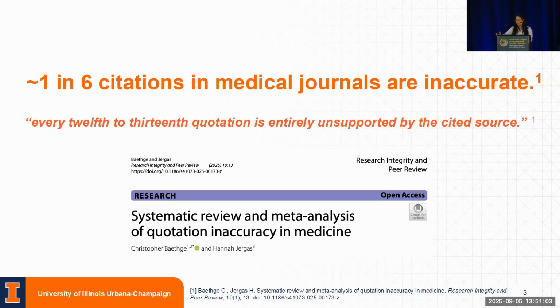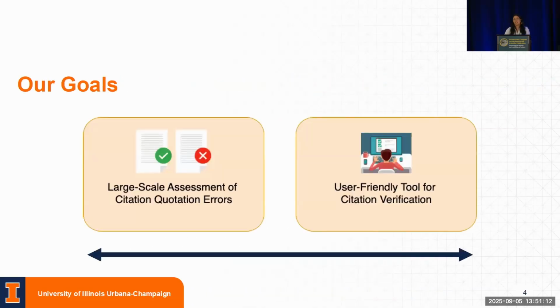So what would be good is if we could find something that could automate this process, something that can help us do it. And that's our goal: to help create a system that can automate the detection of citation quotation errors.